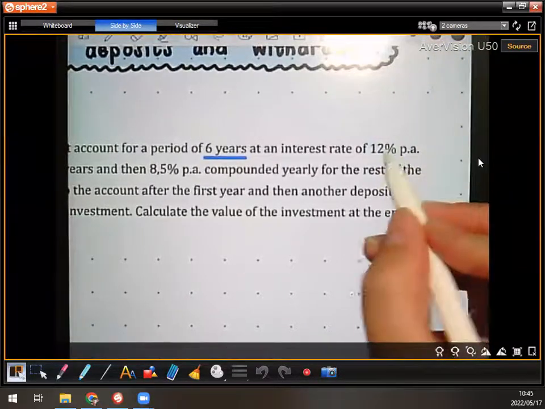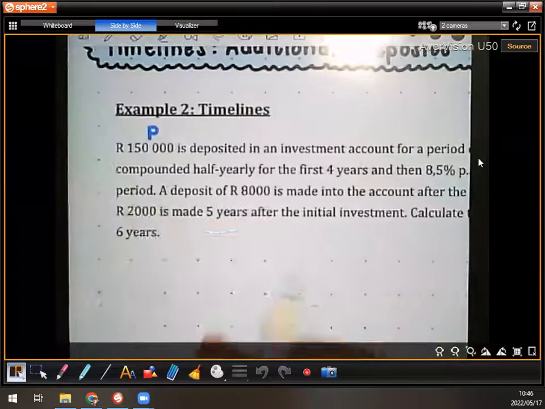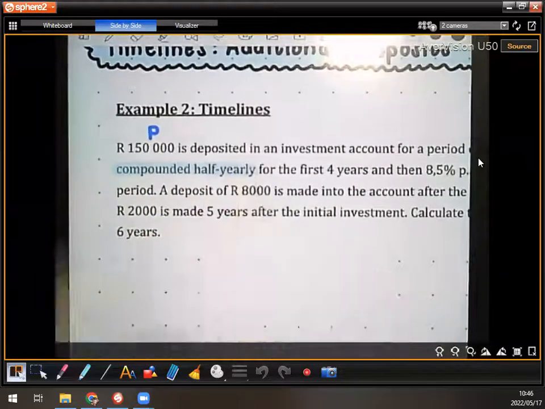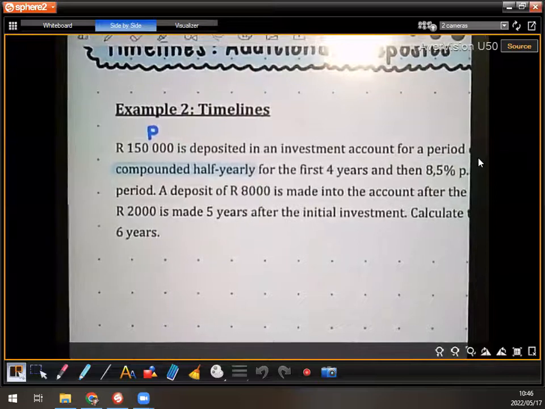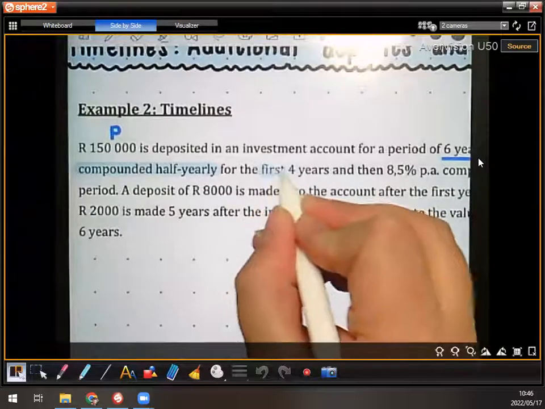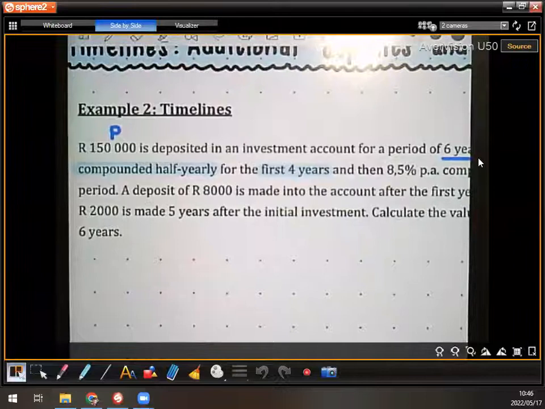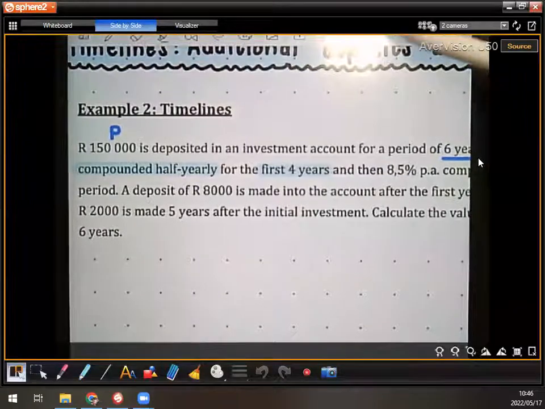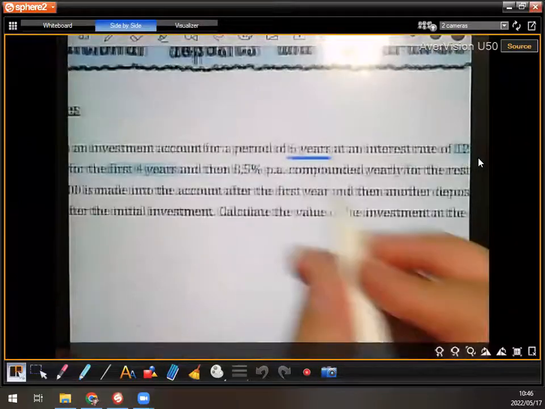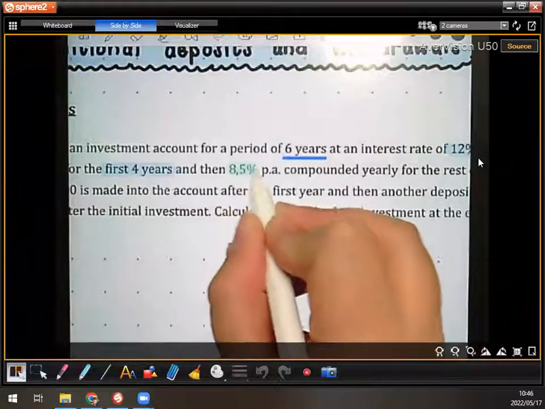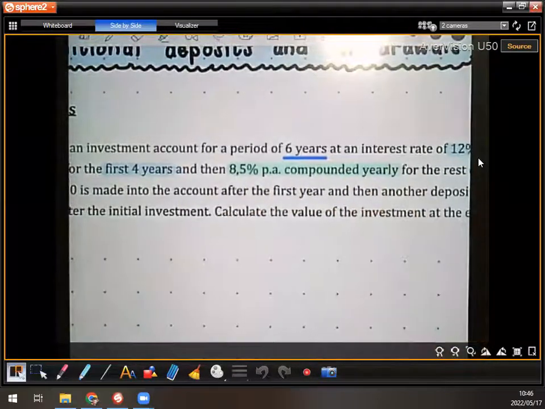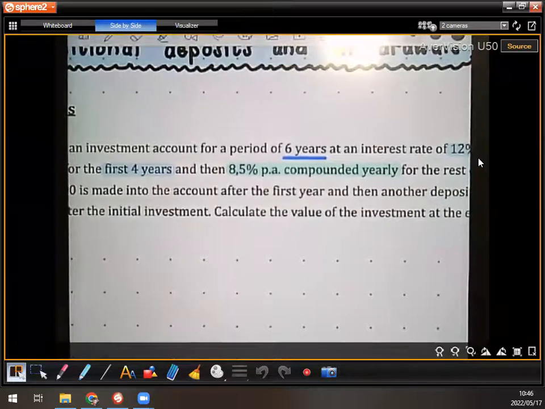So let's just highlight that. 12% per annum compounded half yearly. So that's going to be 12 over 200, right? For the first 4 years, guys. So it's 6 years in total, but for the first 4 years, it's at that interest rate. Then they're telling us we have a different interest rate, 8.5% per annum compounded yearly. Well, that's quite nice. Yearly, that's once a year. What is my interest rate going to be written as? 8.5 over 100. If it's just once a year, it's going to be over 100.